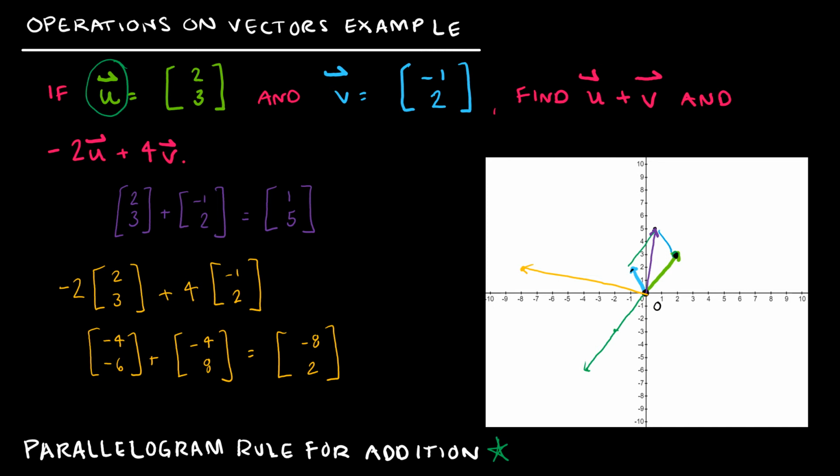And v, which is negative 1, 2, I'm taking 4 of those. So essentially, I'm taking negative 4, 8 all the way up here. And if you'll notice, I'll just switch to black here, this again makes a parallelogram with the point 0, 0. So that just gives you a visual as well as the math involved of the parallelogram rule for addition.